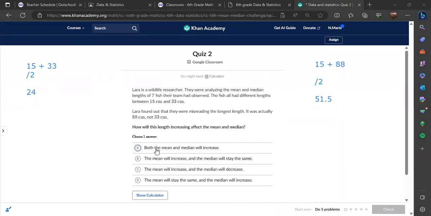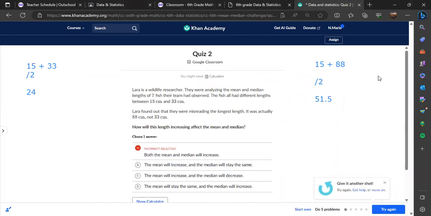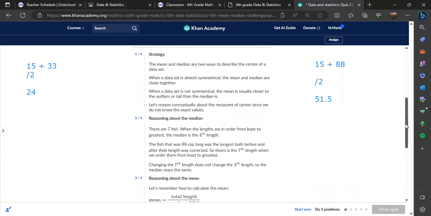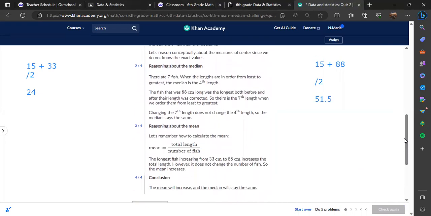The median, we don't have all the data of the 7 fish, but the median is definitely going to be higher as well, since the number is higher. Wait, hold on, let's look at this. So the mean will increase, but the median will stay the same. Let's see, we don't actually have the data, so it's kind of hard to say.